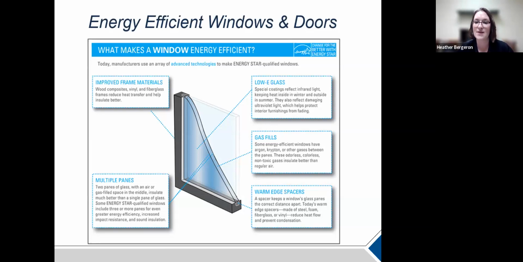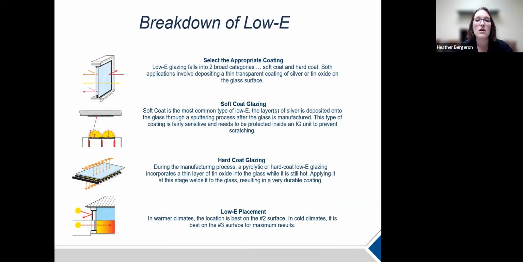That spacer keeps a window glass pane at the correct distance apart. Here you can see that this is a double pane window. So you have your inboard, outboard right here. Your breaking down of low E. The first step here is selecting the appropriate coating. Your low E glazing falls into two broad categories. As I mentioned on the previous slide, you have a soft coat and a hard coat. Both applications involve depositing a thin transparent coating of silver or tin oxide on the glass surface.